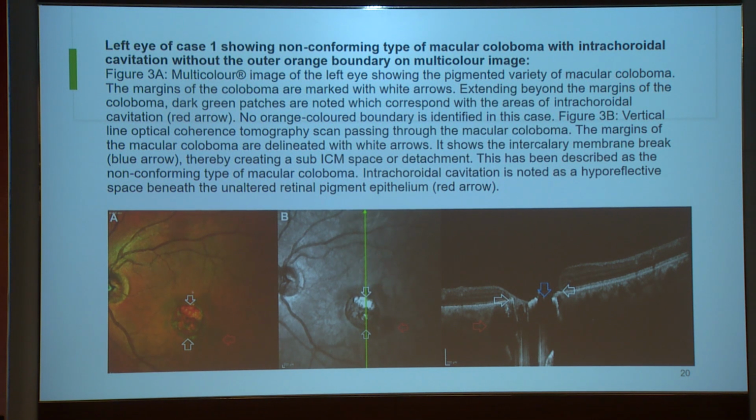It shows the intercalary membrane break, shown by the blue arrow, and you can see the ICM space of the detachment. This has been described as a non-conforming type of macular coloboma. Here the ICC is noted as a hyperreflective space beneath the unaltered RPE.